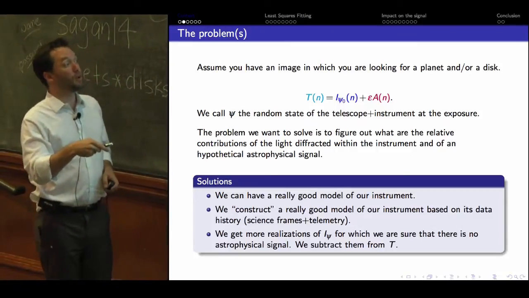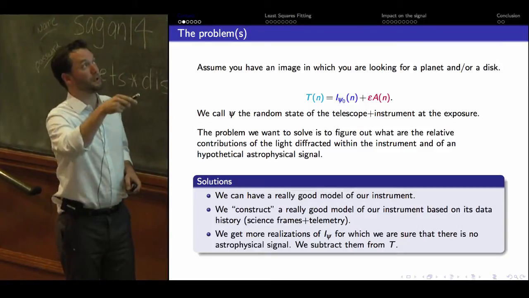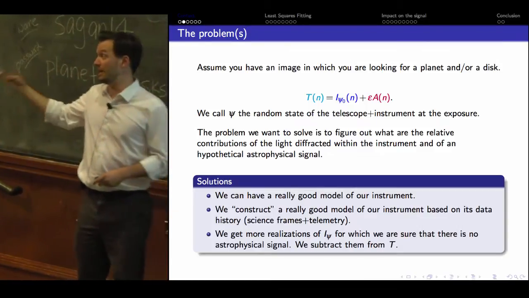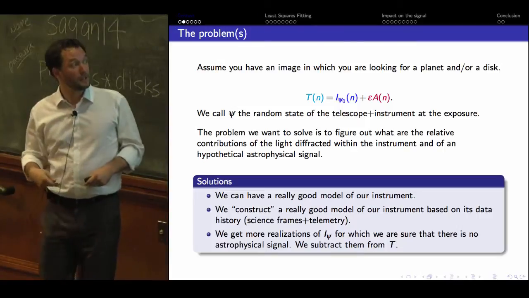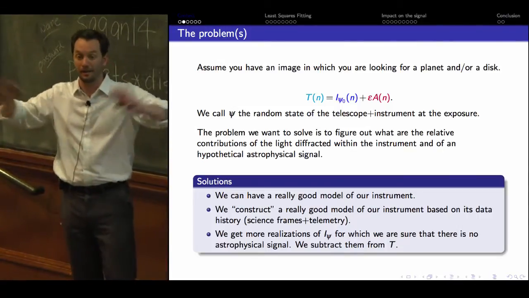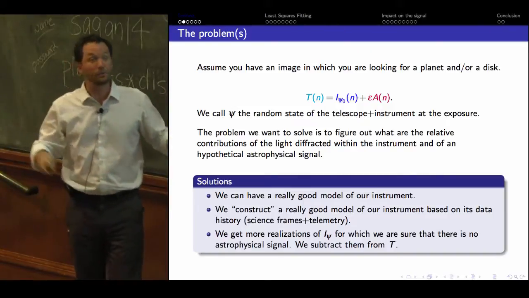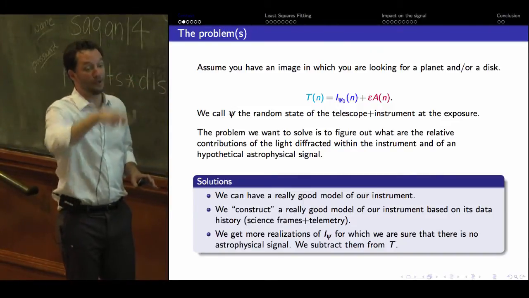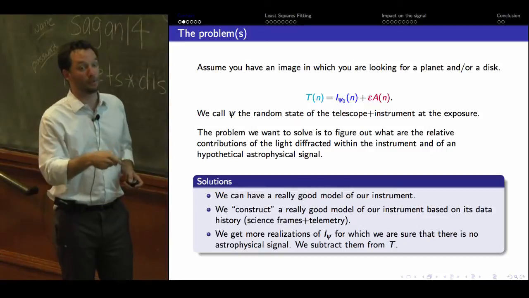Or you could just get more realizations of this random variable here, of your telescope response function. And you get a bunch of them. And based on those, not knowing anything else about what the instrument is doing, you try to reconstruct this number here. And this is really what I'm going to talk about.